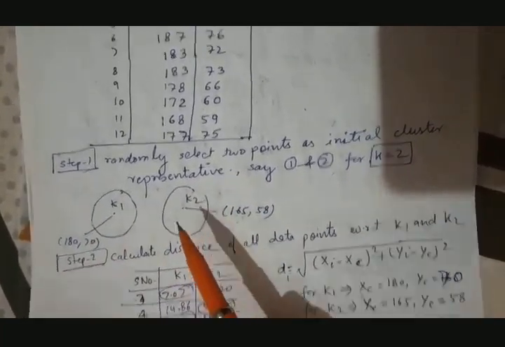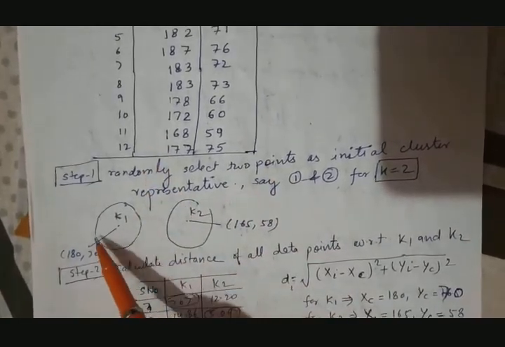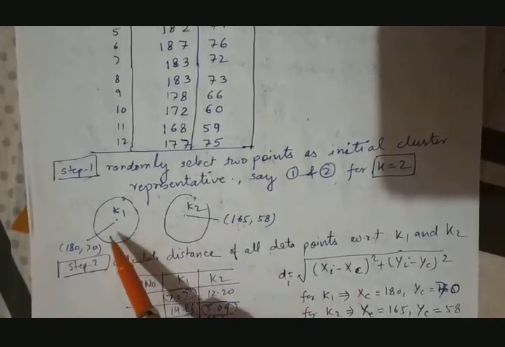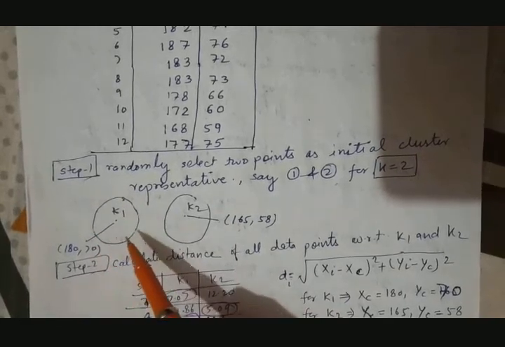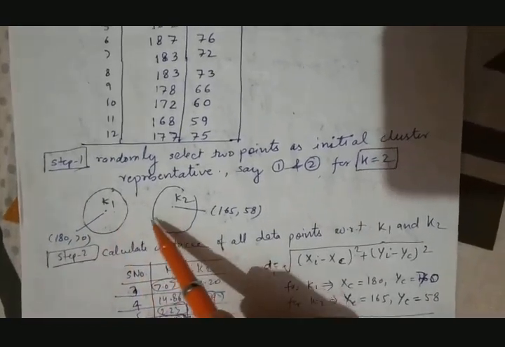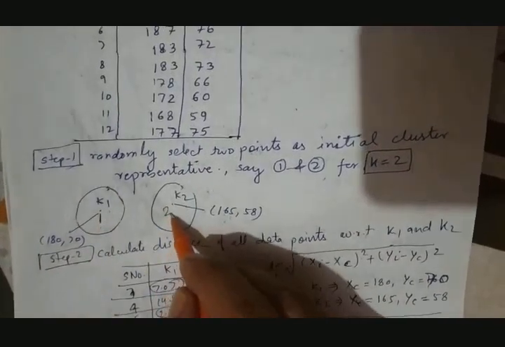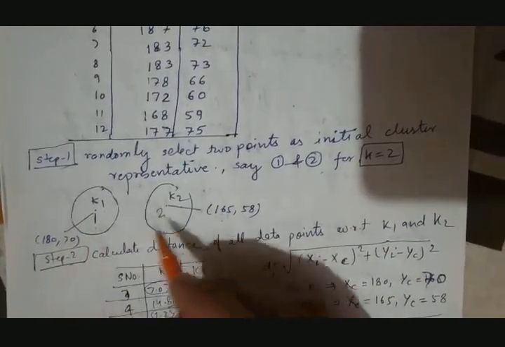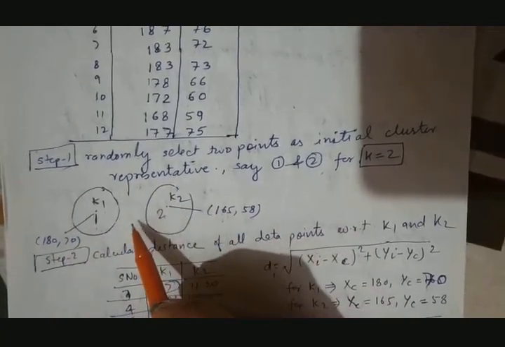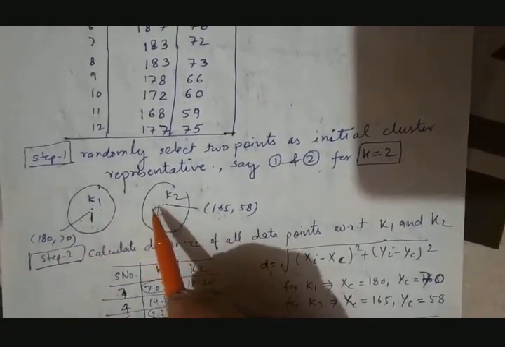Now the second step says that we have to find out the distance of all the data points with respect to K1 as well as with respect to K2, and the one which has the minimum value will be declared as its own cluster. The first data point and the second data point are already assigned to clusters K1 and K2. Now we will start from the third. We will calculate the distance of the third data point with K1 as well as with K2. Whichever is the least will be the cluster number.